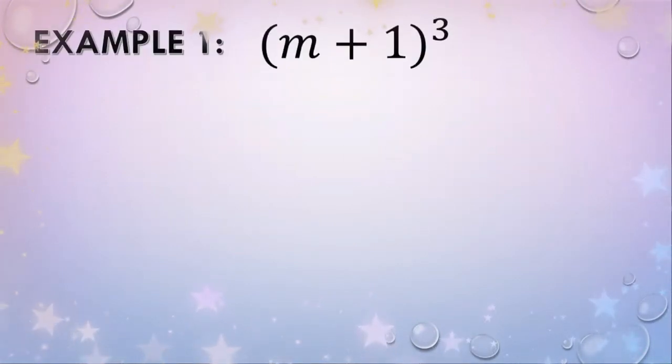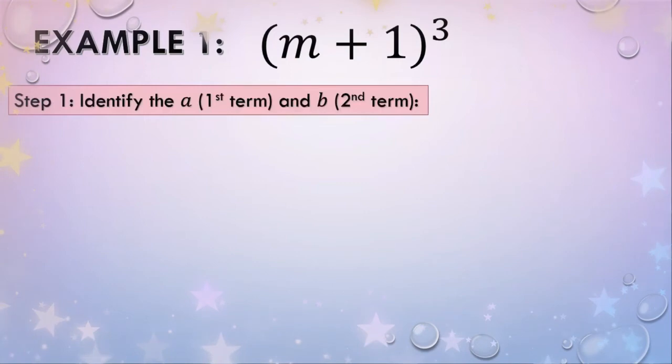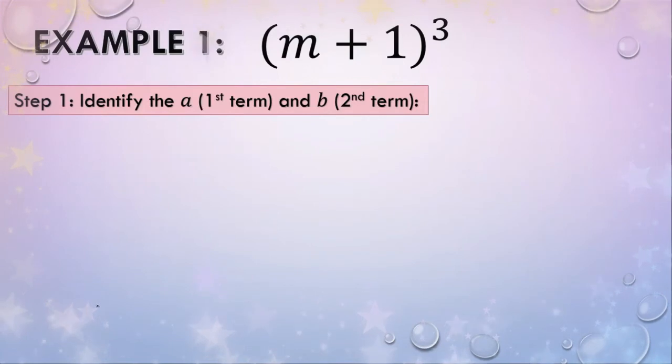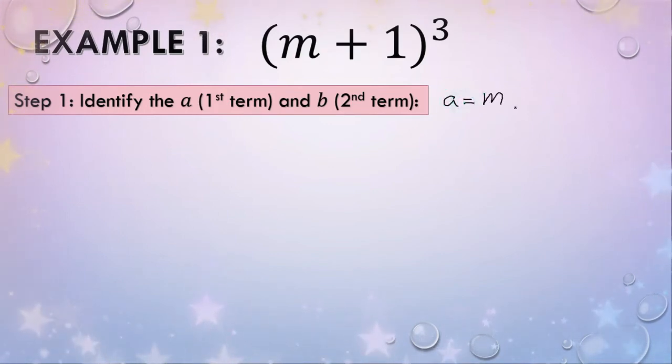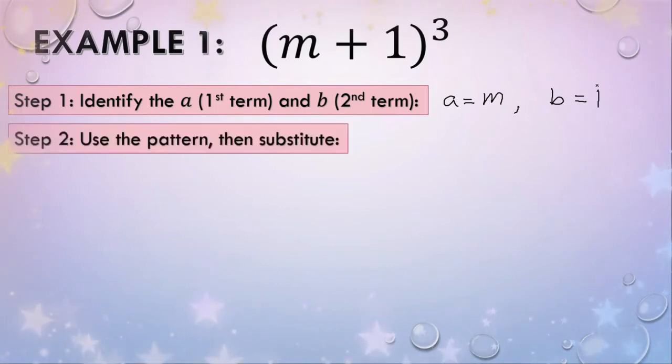Example number 1. m plus 1 cubed. The very first step that you're going to do, you first identify the first term and the second term. What do you think is the first term? And what do you think is the second term? Please input your answer below. If your answer for the first term is m, then you are correct. Very good. And for the second term, if your answer is 1, then you are right. Good job.